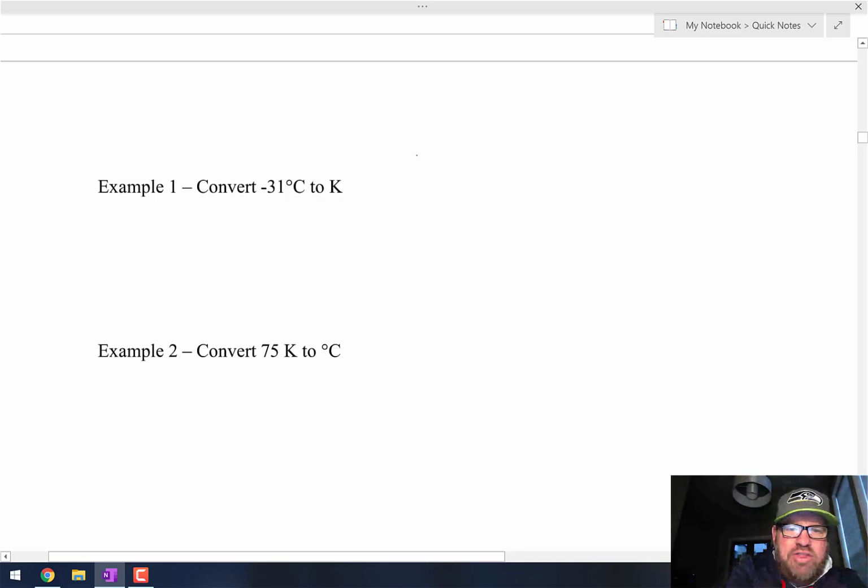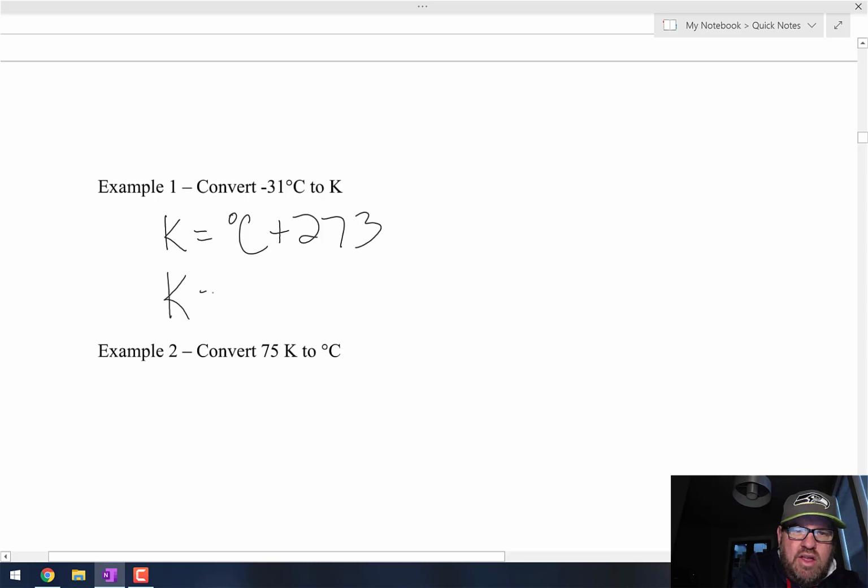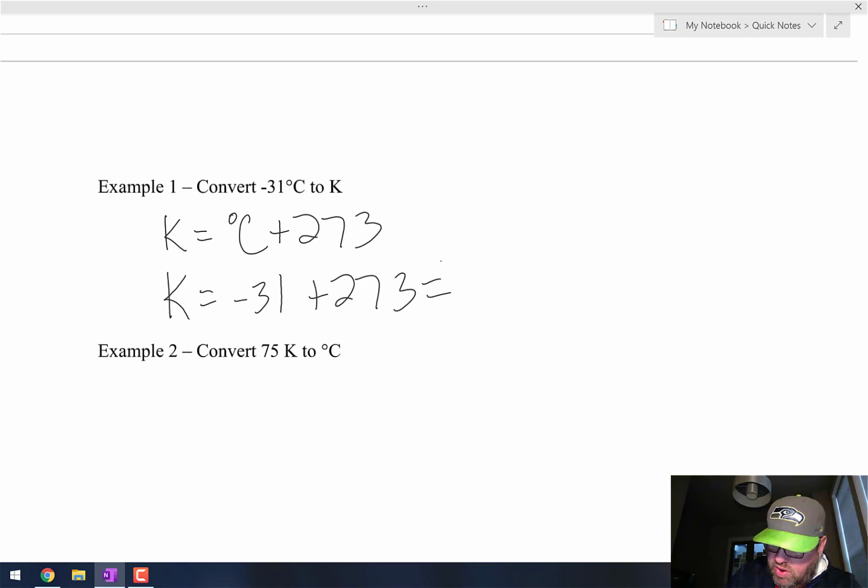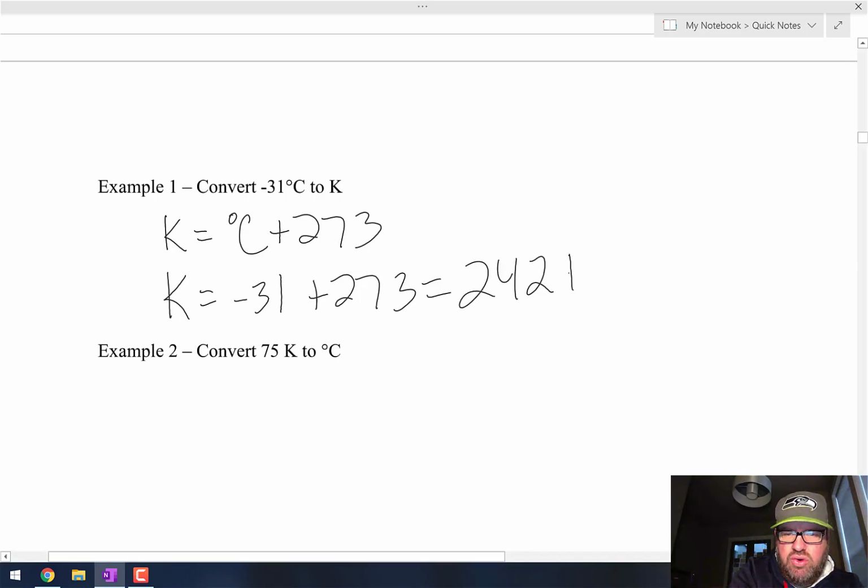Convert negative 31 degrees Celsius to Kelvin. So remember, Kelvin equals degrees Celsius plus 273. In this case, Kelvin's going to equal negative 31 plus 273. So I'm going to use my calculator. I'm going to say negative 31 plus 273 equals 242 Kelvin. And that's your final answer there, 242 Kelvin.